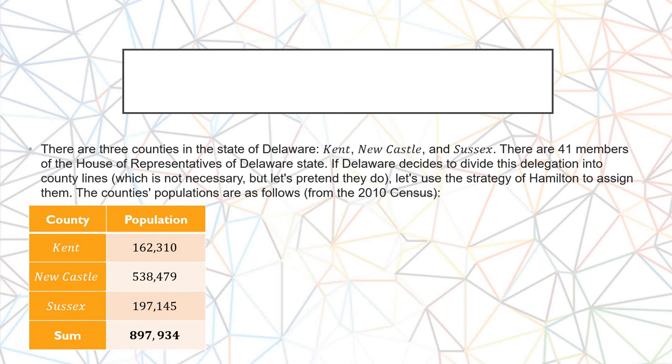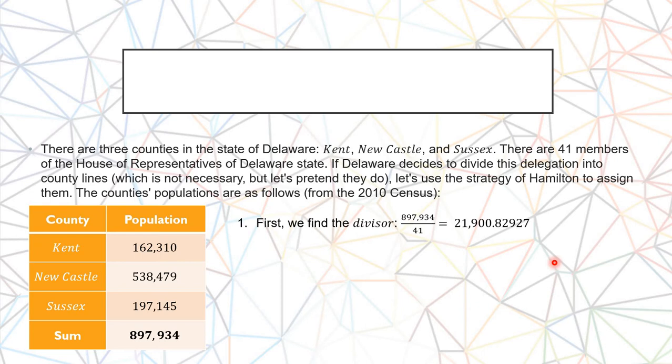The counties' populations are as follows, based on the 2010 census. We have the county in the first column, and the population in the second column. The last part is the total of the populations of the 3 counties.